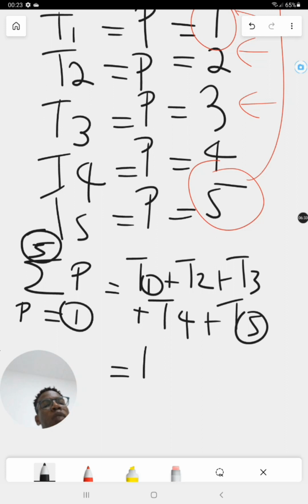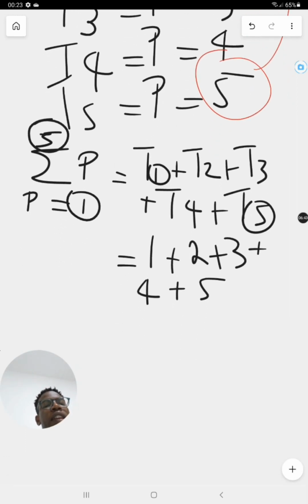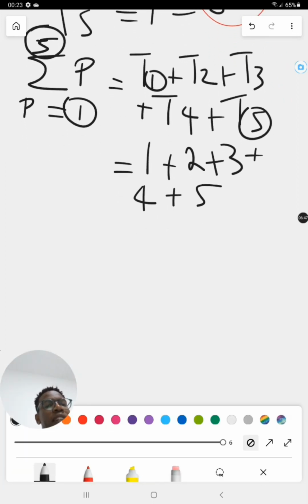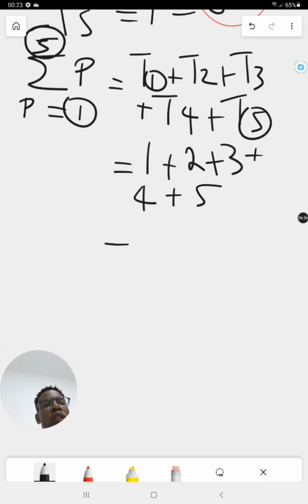Now that's going to be T1 is 1, plus T2 is 2, T3 is 3, T4 is 4, and T5 is 5. Okay, and then adding all those up, what you are going to get is 1 plus 2 is 3, plus 3 is 6, plus 4 is 10, so you are going to get 15. When you add all of these up, you get 15, and that's all that it means.